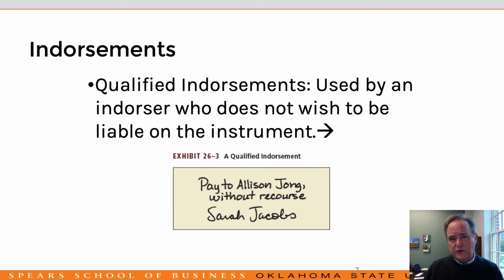We would often see this, for instance, in the case of a bankruptcy trustee who is going to have the power to endorse checks, but doesn't want to be personally liable on those checks. So they will use a phrase, usually something along the lines of without recourse. Without recourse means it's a qualified endorsement. Now, financial institutions don't like qualified endorsements because it reduces the number of people who may have potential liability on that negotiable instrument.